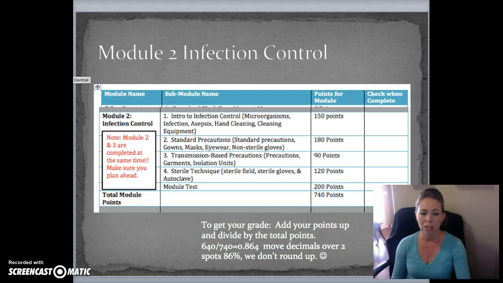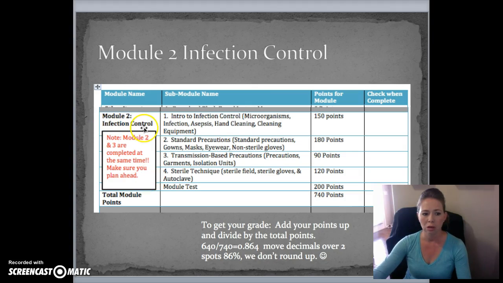So here's just a screenshot of Module 2. If you notice, at the top it's the module name, the submodule name, points for each module, and then a check when you can complete, and that's where you can write that check in. I try to make a little red area just to remind you that these sometimes are done at the same time, to make sure that you plan ahead.